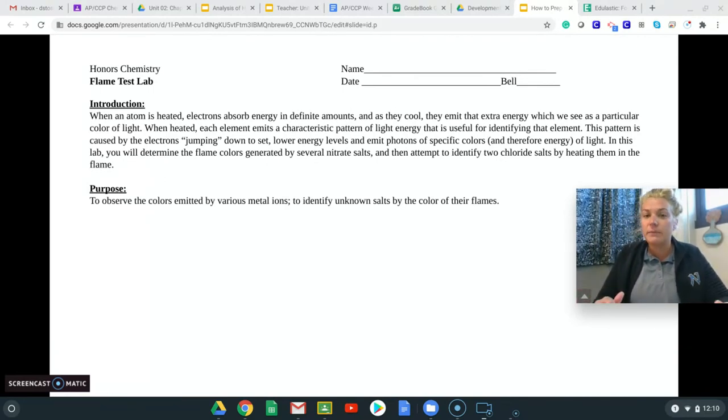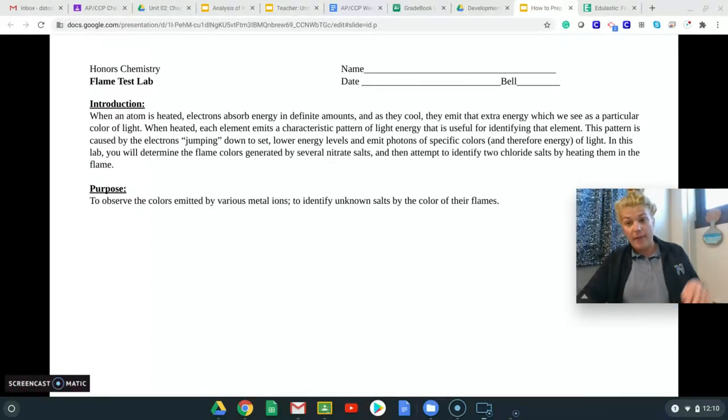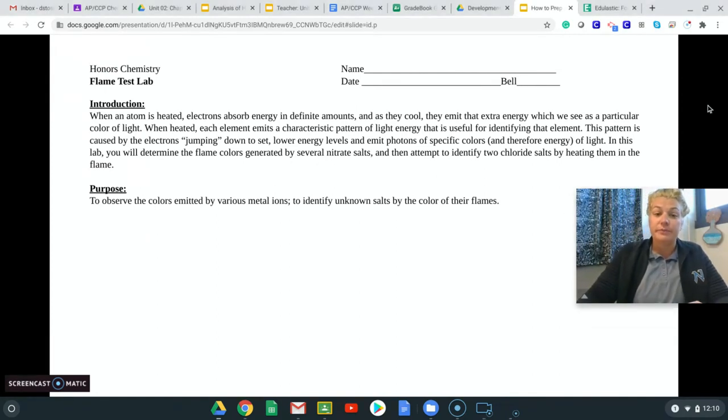And then to attempt to identify two salts, so I said chloride salts, but they're basically unknown, by heating them in the flame. So the purpose of this lab is to observe the colors emitted by various metal ions, which are the elements on the left side of the periodic table, and to identify unknown salts by the color of their flames. So with those two things, I should be able to create a purpose and concepts, and I do.